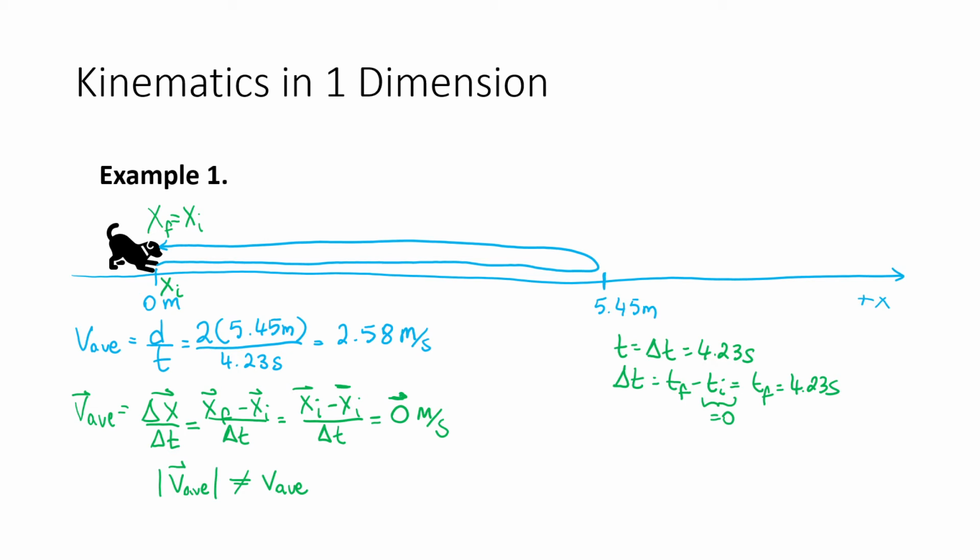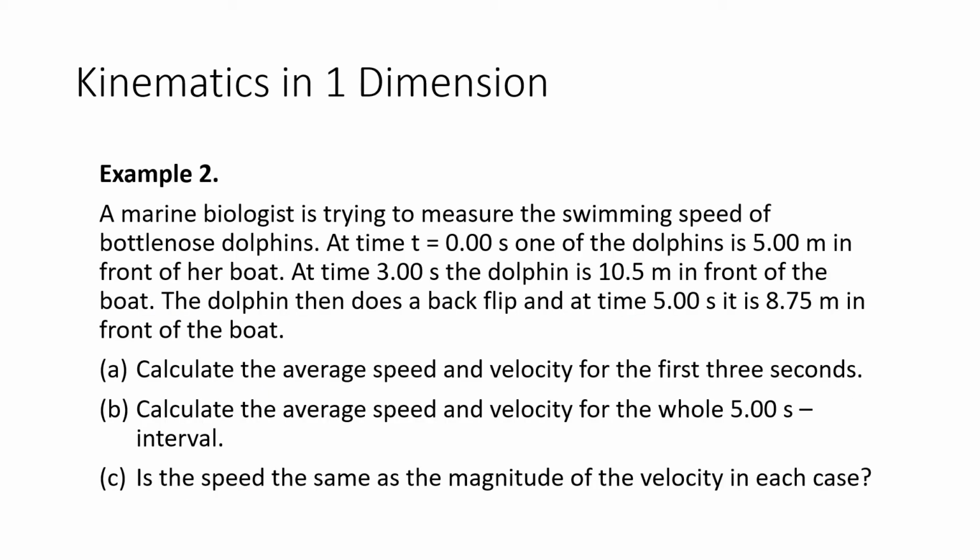Let's look at a second example now. A marine biologist is trying to measure the swimming speed of a bottlenose dolphin. At time t0, one of the dolphins is 5 meters in front of her boat. At time 3 seconds, the dolphin is 10.5 meters in front of the boat. And then the dolphin does a backflip, and at time 5 seconds, is 8.75 meters in front of the boat.